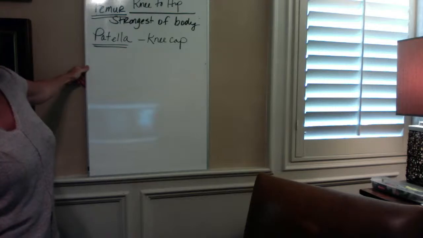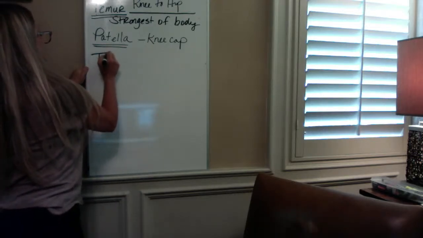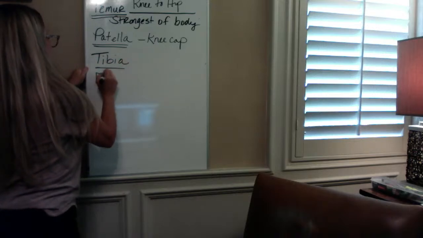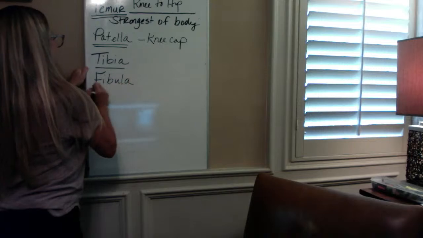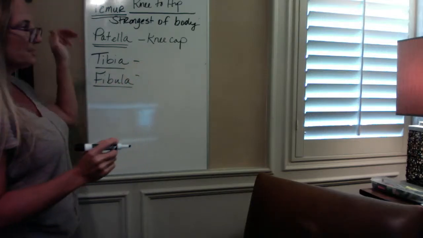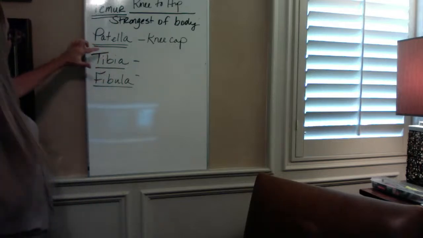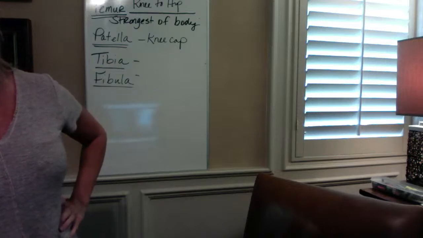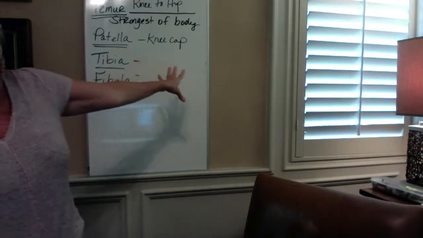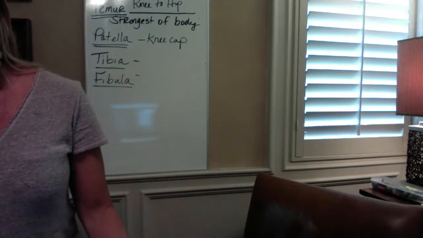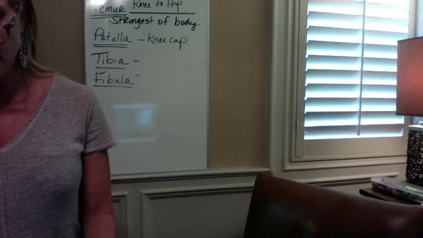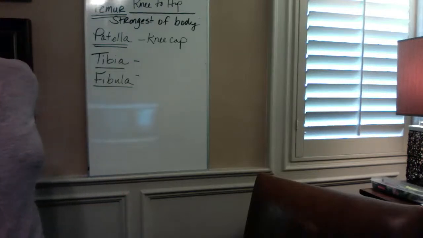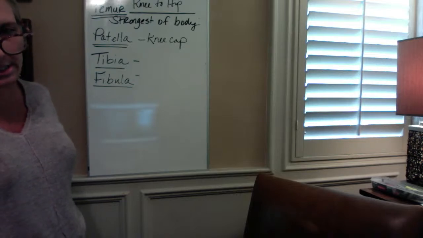Then we have the fibula and then the tibia. So the tibia and the fibula. These are the lower leg bones. So you could bracket this off. This is our lower leg bones. And can someone tell me, between the two of these, which one is the largest of the two? Is the tibia the largest or the fibula?